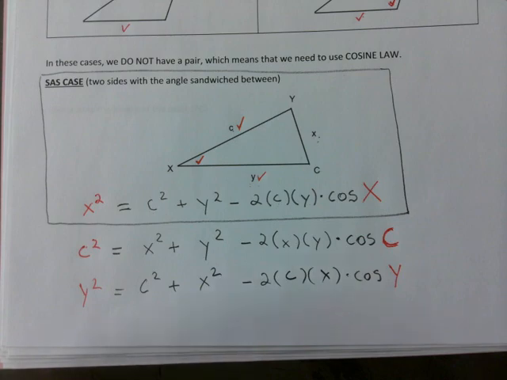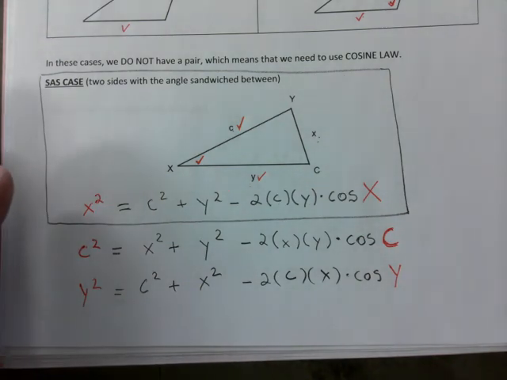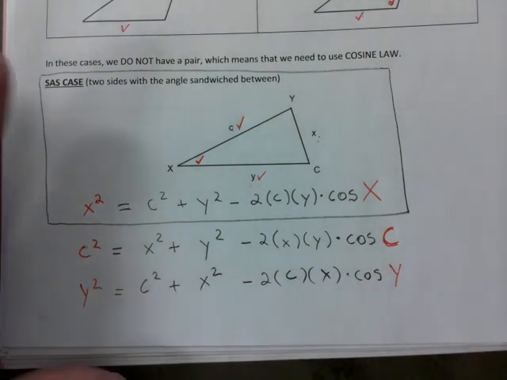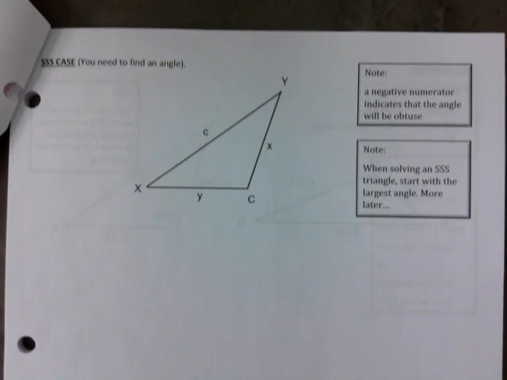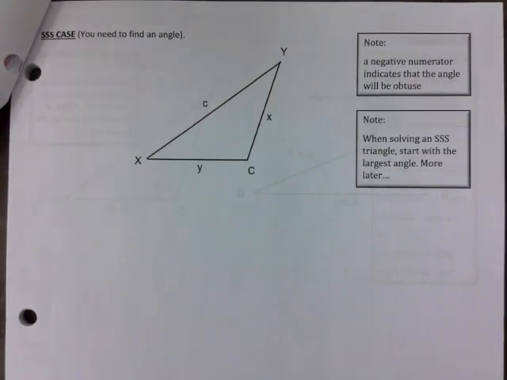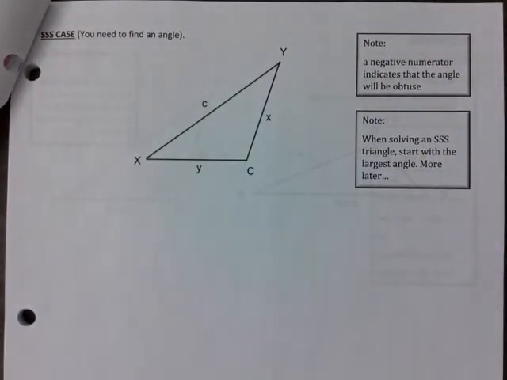We're good? All right. Let's go to the next one. This is the SAS. That's what you're going to use here. The next one is SSS. If you already know all 3 sides, what is left to solve? Angles, right? That's all you have left. Okay. So these formulas are a variation of the one I just gave you.